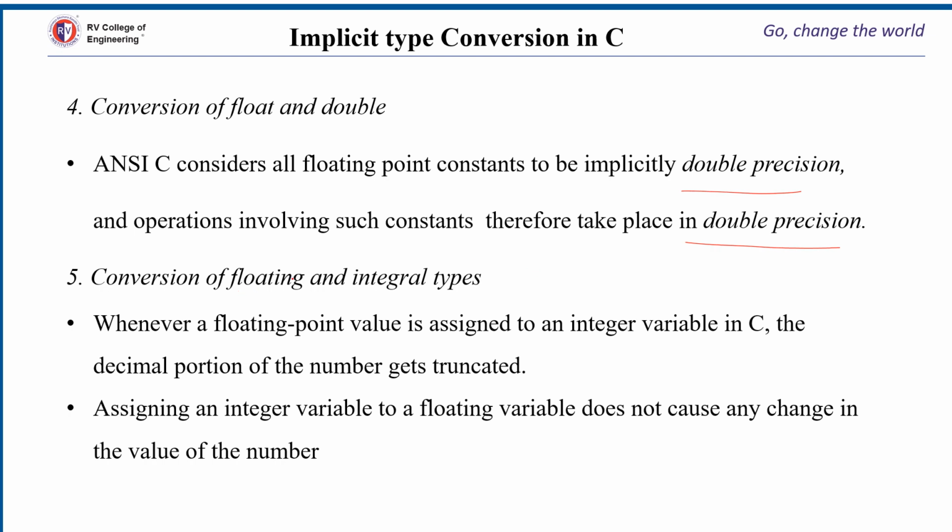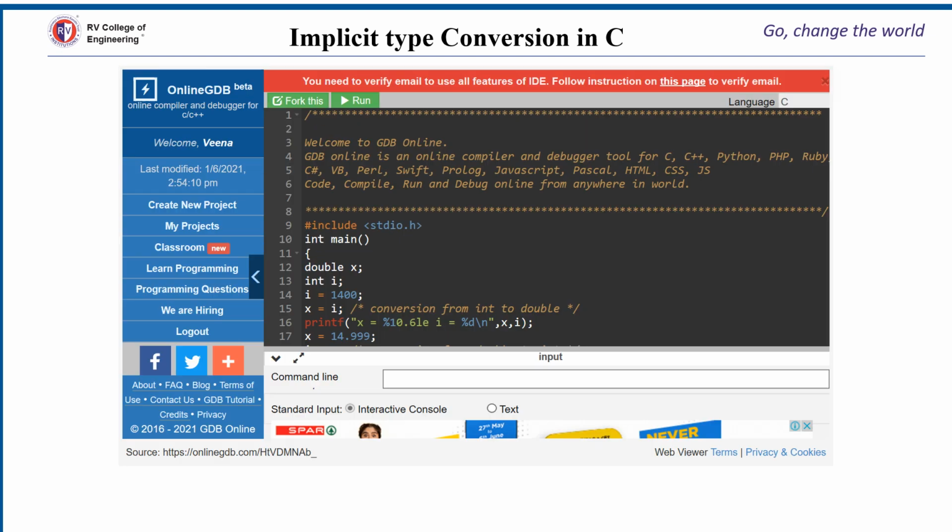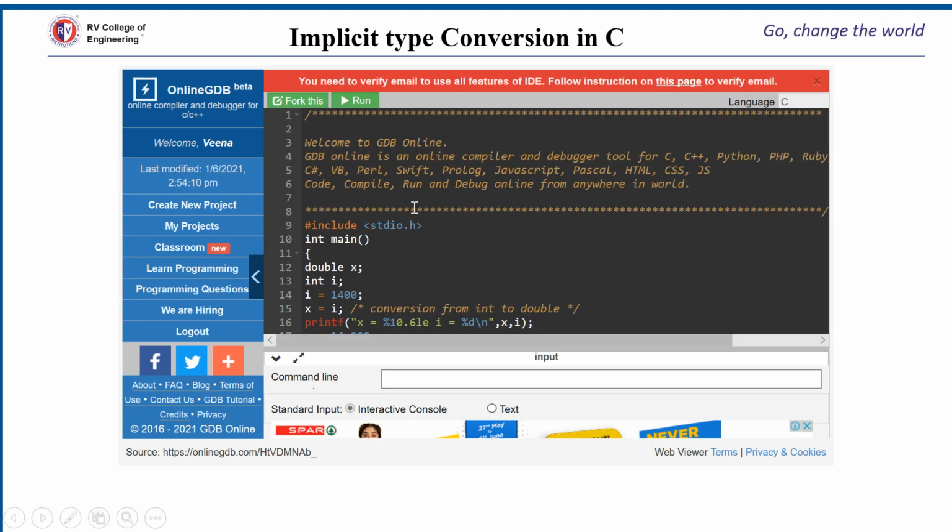Conversion for floating and integral types: whenever a floating point is assigned to an integer, the decimal portion gets truncated and the integral part is stored. Assigning an integer variable to a floating point does not cause any change in the actual value of a number. So that is the only thing you have to keep in mind whenever we assign a floating point to an integer. This is a small example here.